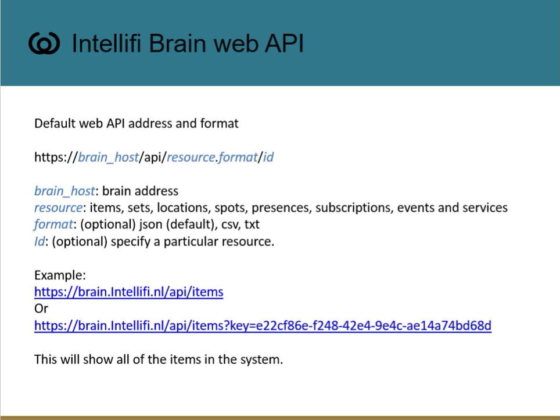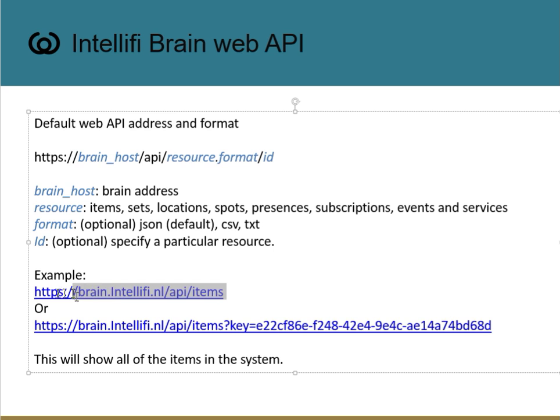https://brain.intellifi.nl would be your Brain host, /API/items. Once you log into the Brain server using the credentials that were talked about in the last video, your key will get cached in your system and you won't have to use this. But if you had your own system, you would want to include your key in the application so that no one else can bother what you're doing. Of course, it's encrypted. So this is how we can do security with the intellifi products.